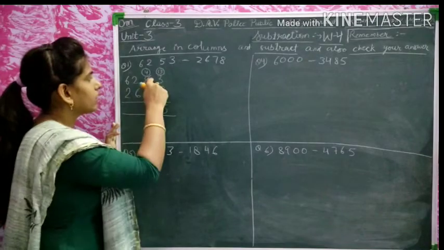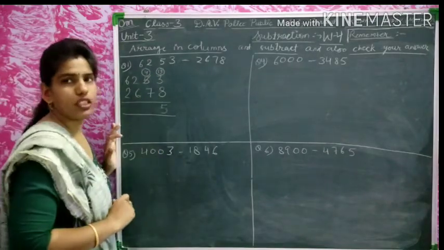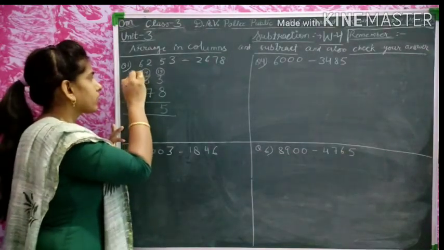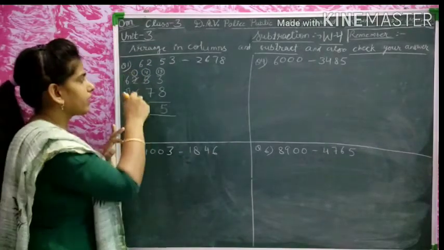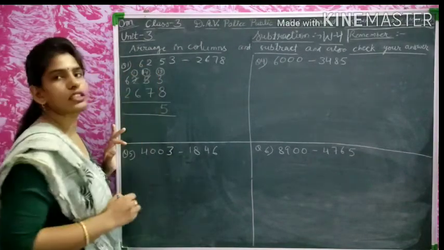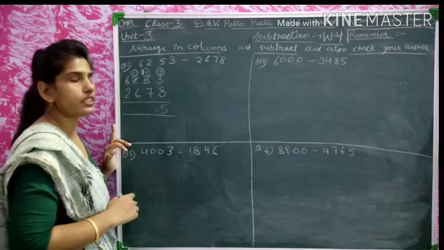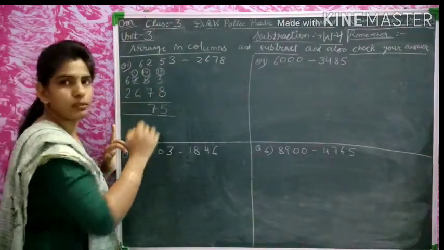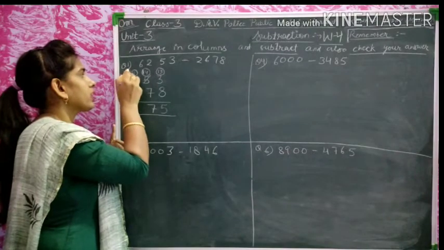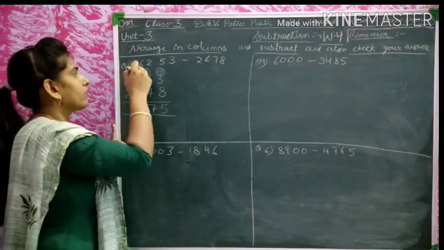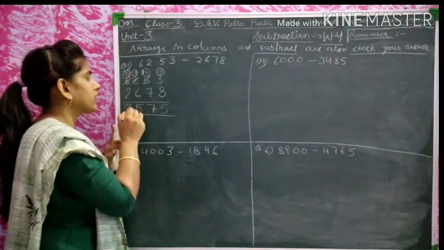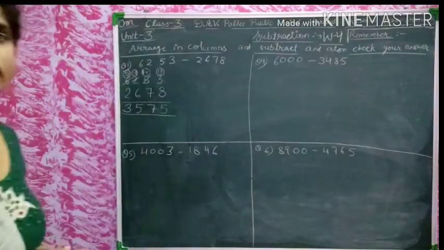Now it becomes 4 minus 7, not possible. Then what will we do here? We will borrow from the hundreds place, so it becomes 14 hundreds. Now 14 minus 7 equals 7, and 1 minus 6, not possible. So we will borrow from the next place, that is 5, and it will be 11 here. 11 minus 6, that is 5, and 5 minus 2, that is 3. This will become this number.